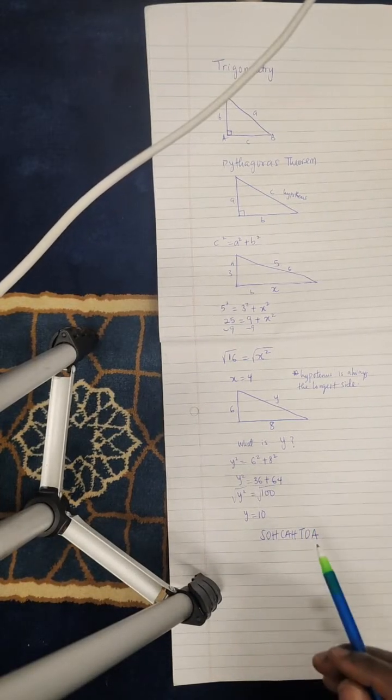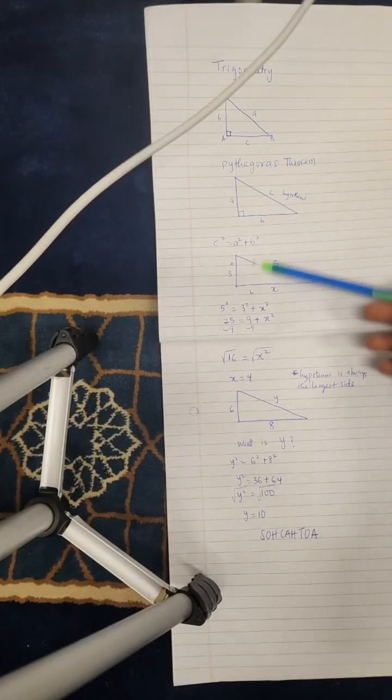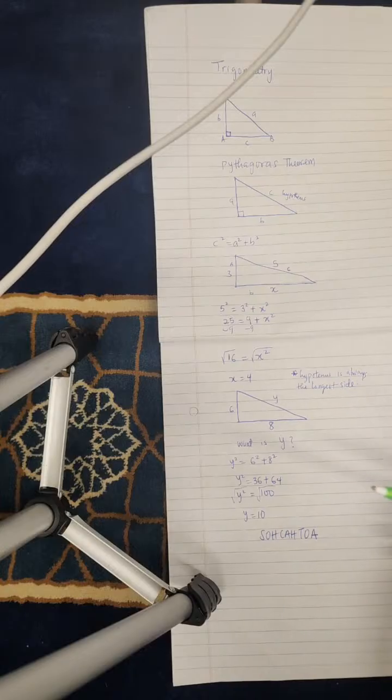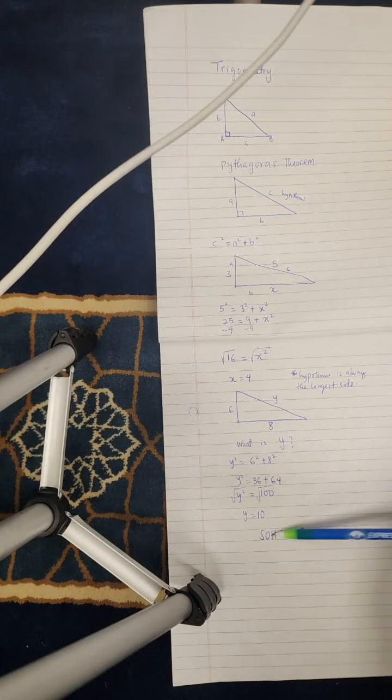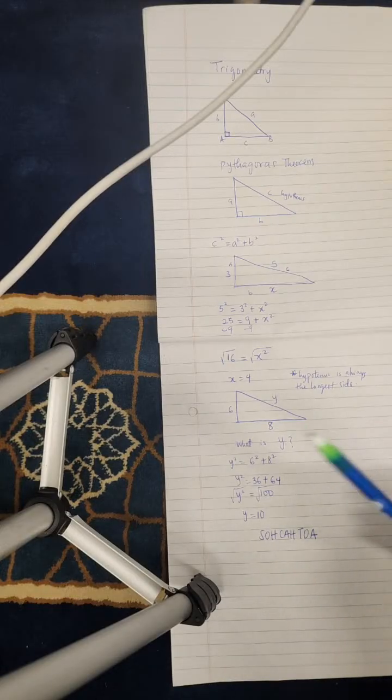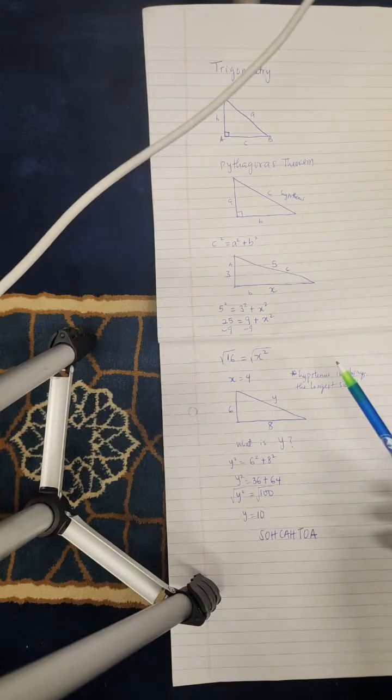Now, I'm going to introduce you to SOHCAHTOA. If you look at what I've done so far here, this is calculating the side of a triangle. But in this example, I'm going to look at how do you calculate the angles, given some specific sides, okay?